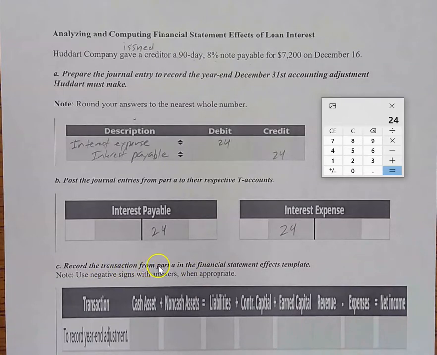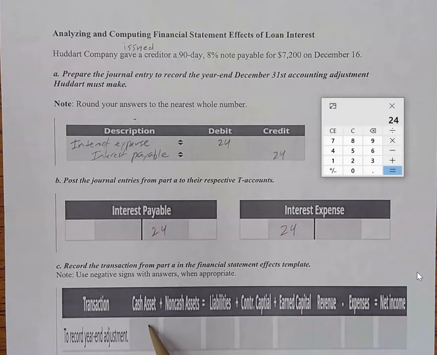And then they also want us to do something here. It says record the transaction from Part A in the financial statement template. So what this financial statements effect template does, and sometimes we call this a tabular analysis or something like that, it's a way to kind of show us where we see an impact of the transaction. And so they've given us a list here, and depending on what your instructions are, it says use a negative amount when appropriate. So if the figure is bringing some type of account down, we're going to use a negative, and then we're going to use a positive if that account is going up. And so some of these we're not going to use.